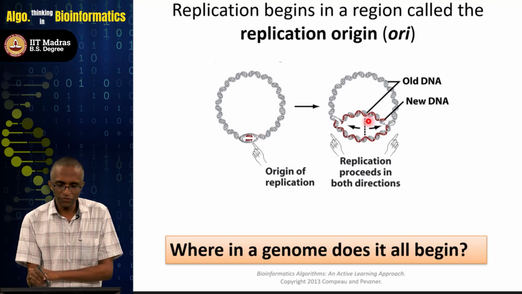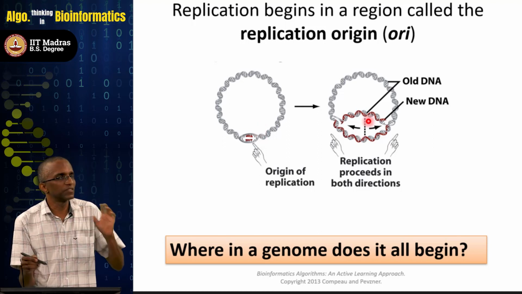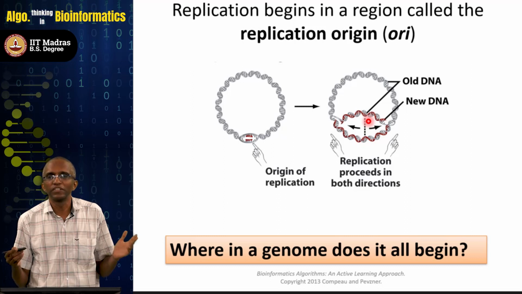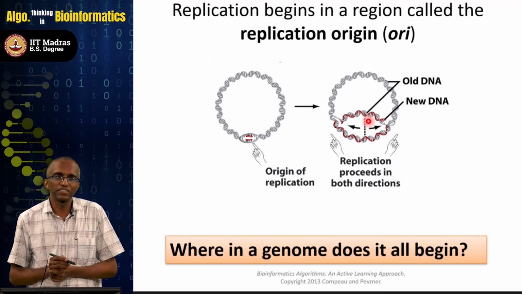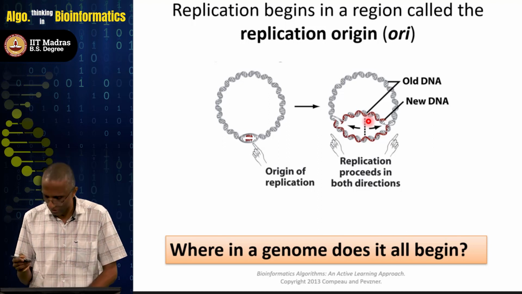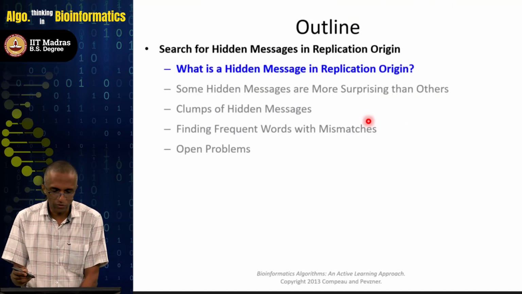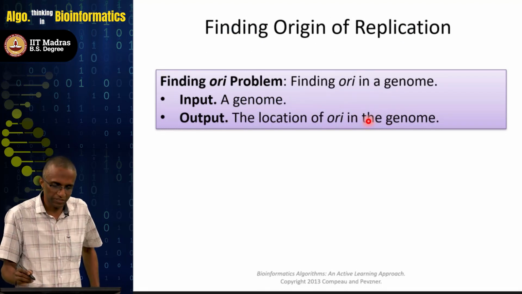Let us first assume that we roughly know that some 100 nucleotides, or 100 bases, is where the replication origin is located, and let us understand whether there are any patterns within that known replication origin. Later on we can find the replication origin in the first place.